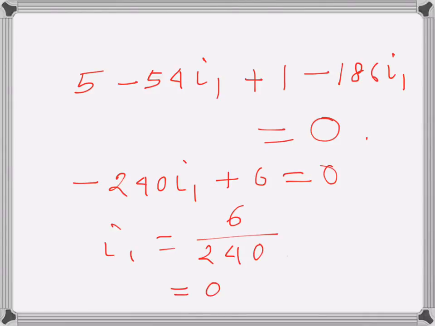So that one is 0.025 milliamps, or I can multiply by 1000 to get it in microamps. So 0.025 times 10 to the power 3 will give me 25 microamps. So that is the value of I1.